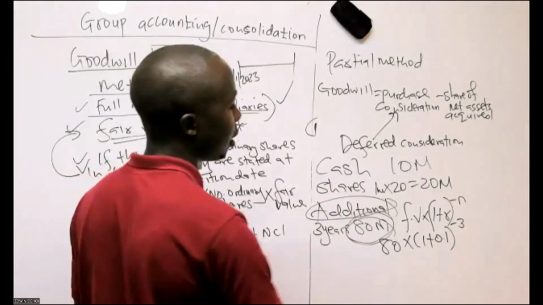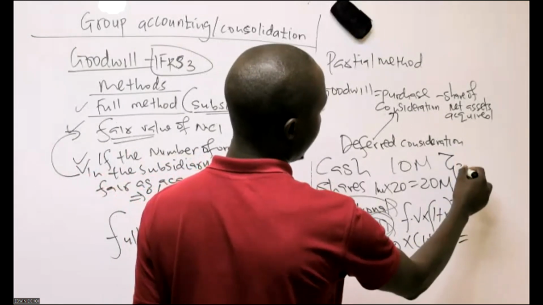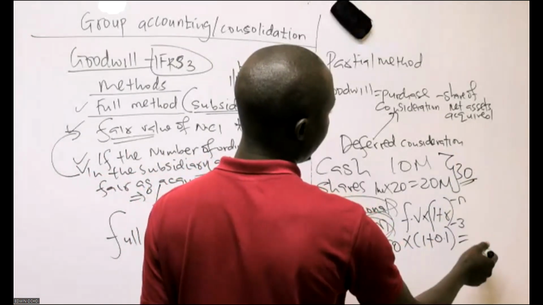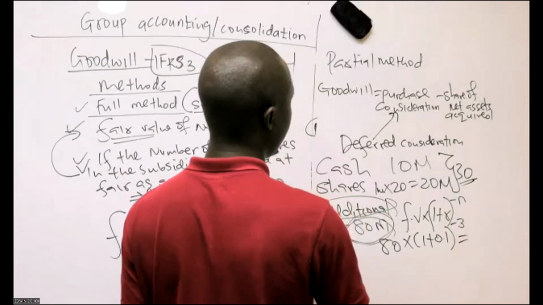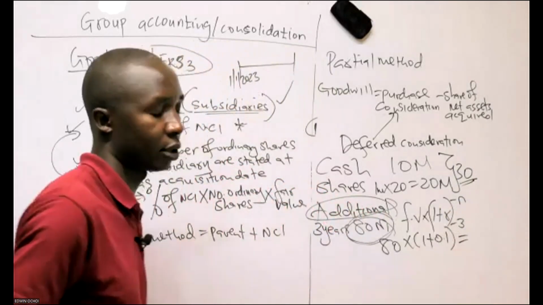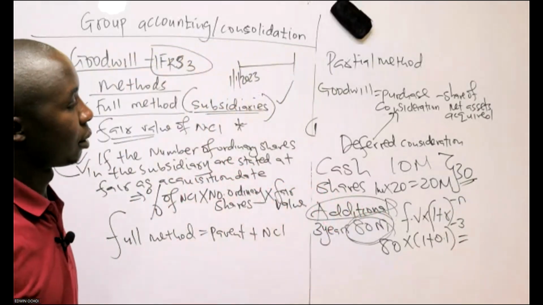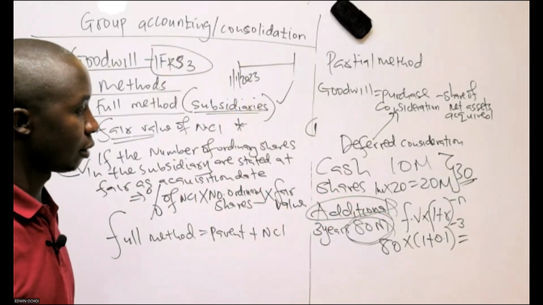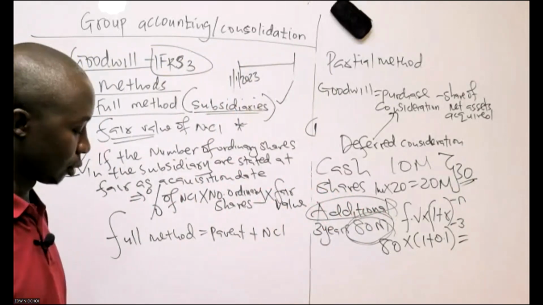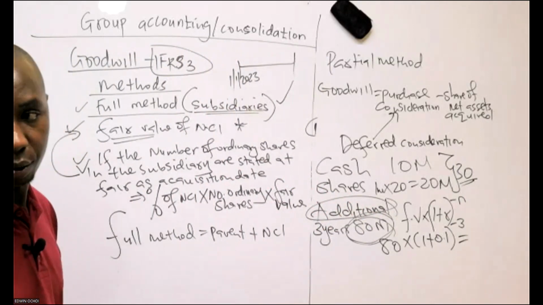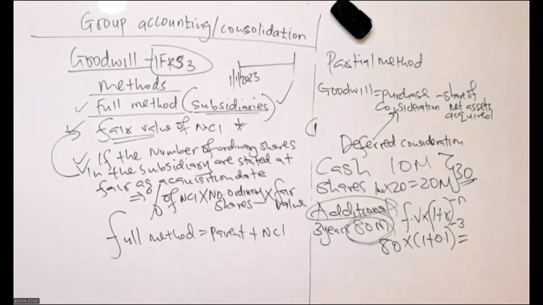Then the answer you get here, you will add to the amount that was paid on the date of acquisition. So you have to add it with the deferred. This is what they call deferred consideration. So you have to discount it to the present period.